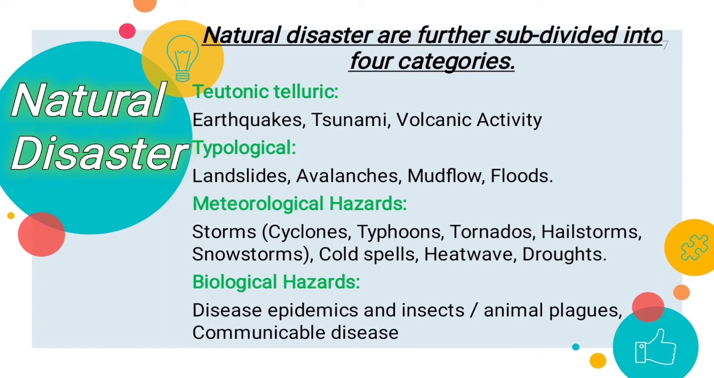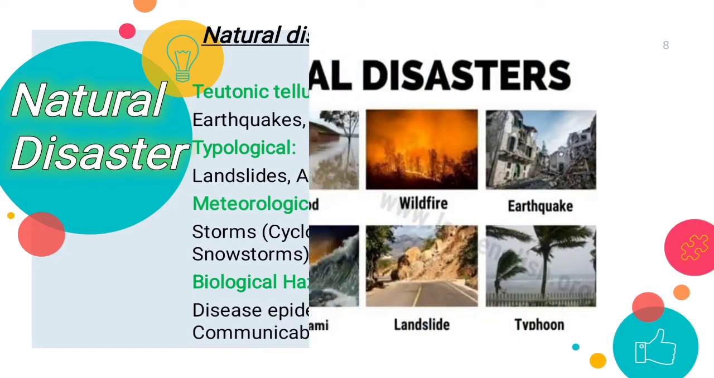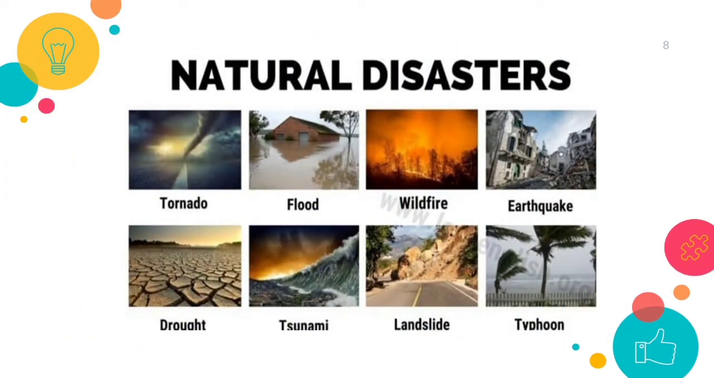Fourth category is biological hazards. It includes disease epidemics and insect or plague-based communicable diseases. Recently, the COVID-19 pandemic is an example of biological hazards. This picture shows different examples of natural disasters.